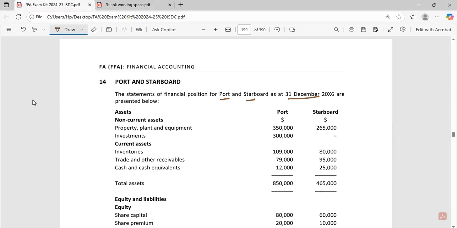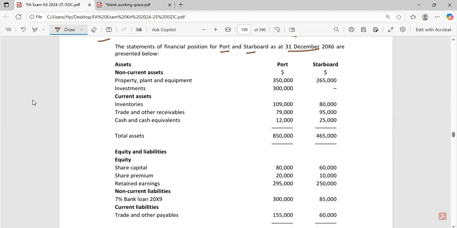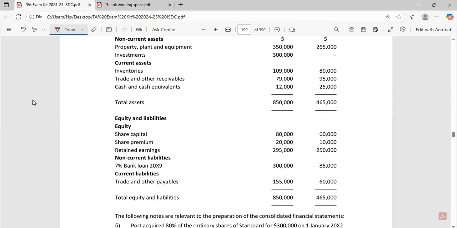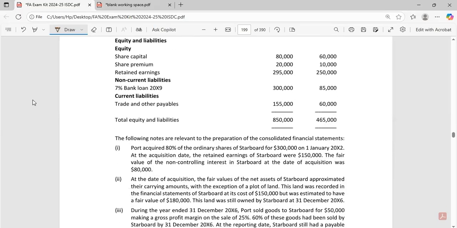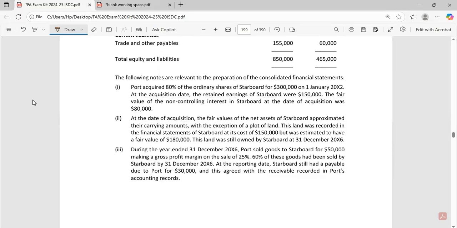So let's get started. The first question is Port and Starboard Company question. The statements of financial position for Port and Starboard as at 31 December 2006 are presented below. So this is our year end. Now we have been given the current assets, non-current assets, equity, liability, and then we have been given information. Let's just take a glance at it.